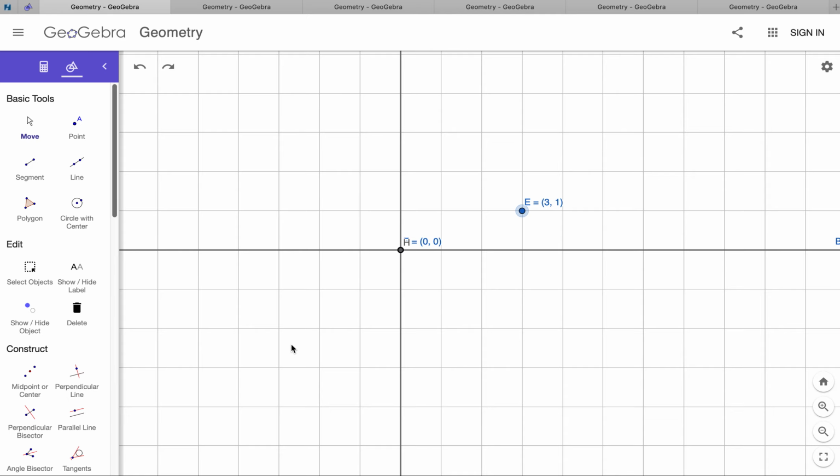Rotations. In a rotation, you're typically provided the angle of the rotation, the center of the rotation, and then the direction. The directions are clockwise or counterclockwise, just like an old school clock. Clockwise is rotating around this way, and counterclockwise is going the other direction. Okay? 90 degrees, 180 degrees, 270 degrees, 360 degrees, and so on.